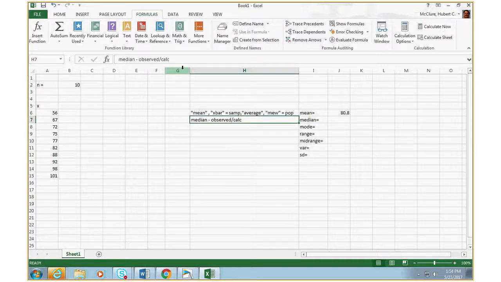And you got to remember, if n is even, you got to take the average of the middle two. Okay? If n is even, take the average of the middle two. If n is odd, you just what? Find the middle.